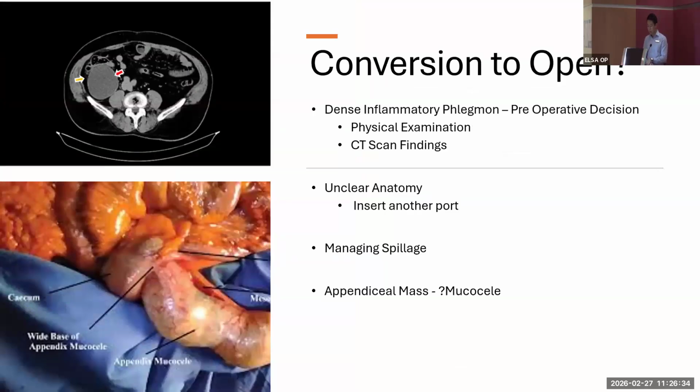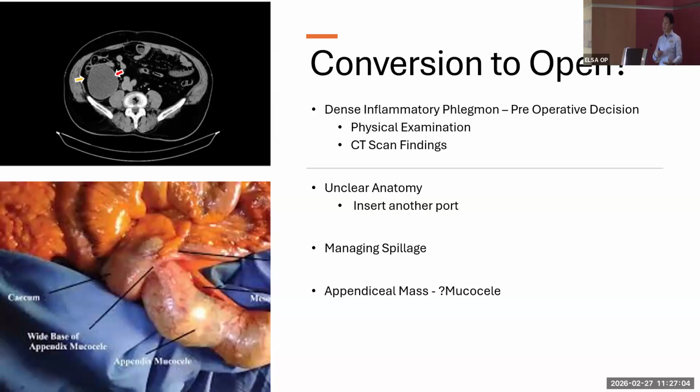So when do we need to convert to open? As we discussed before, if you are able to manage the spillage adequately, laparoscopically. But very often we have to convert because, let's say, it's just a dense inflammatory mass, we cannot get any dissection going. But then we need to think backwards a bit and decide, was it really the correct decision to go in for this patient?